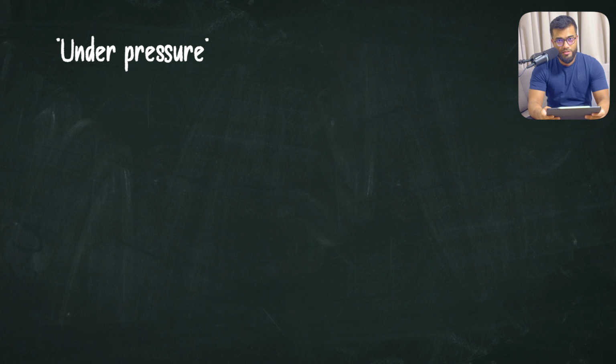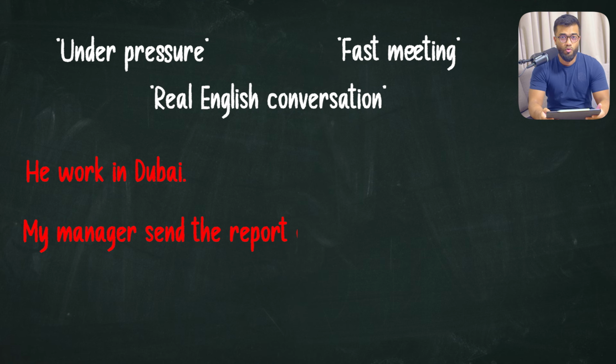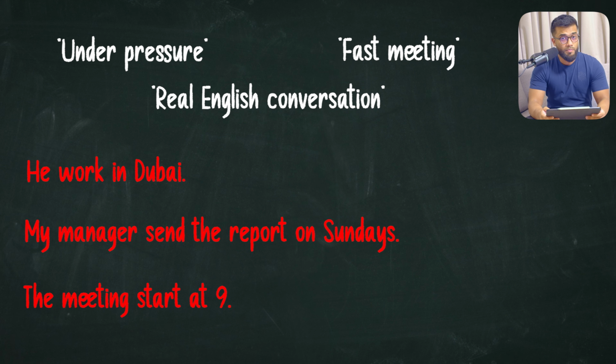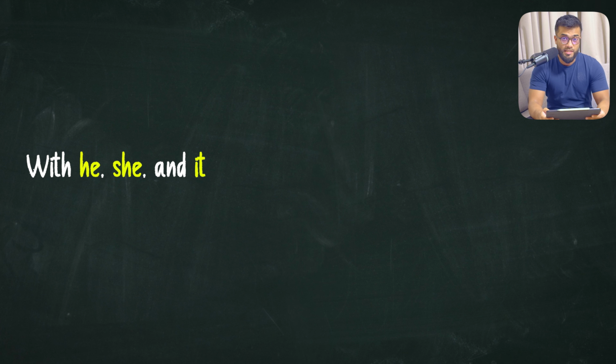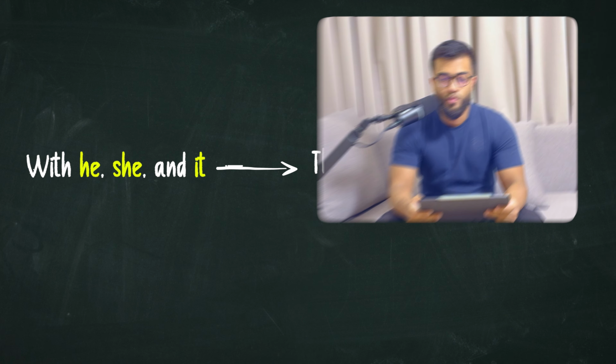So under pressure, in a fast meeting, in a real English conversation, the S disappears. So you end up saying, he work in Dubai. My manager send the report on Sundays. The meeting start at 9. A native speaker hears it. You don't. So remember, with he, she, and it, the verb takes the S every single time. No exceptions. That is the grammatical form.